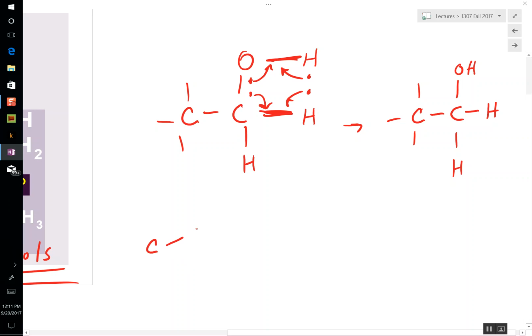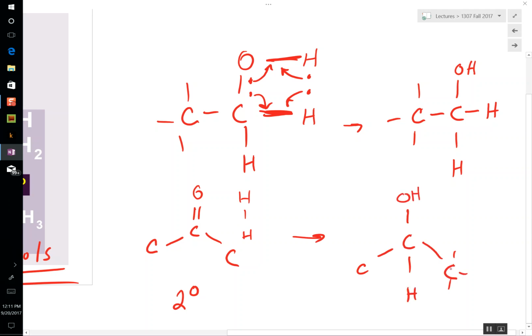If we took this situation and we added hydrogen to it, this is a secondary alcohol. The very analogous thing occurs. A hydrogen goes on the oxygen, the other hydrogen goes on the carbon. So what does that get you? That gets you a hydroxyl group there and a hydrogen there. And what does that get you? That gets you a secondary alcohol.